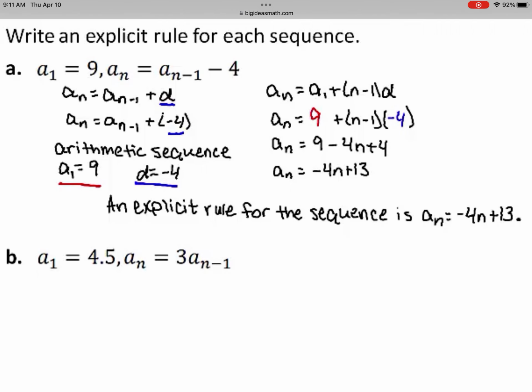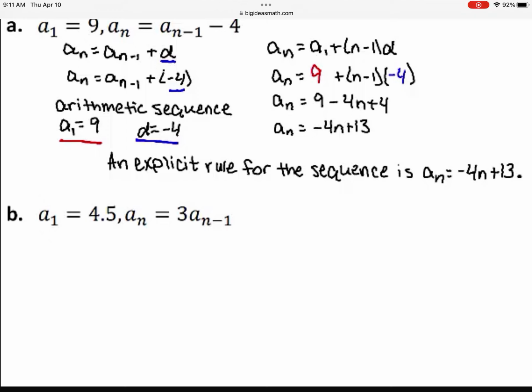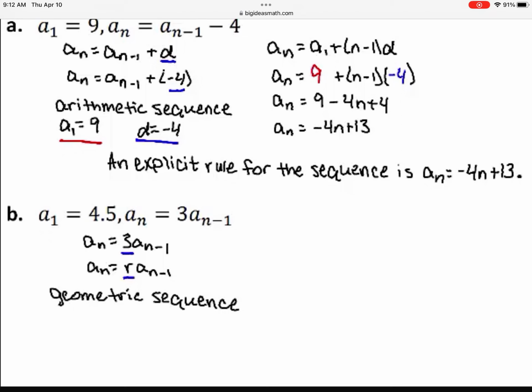Part B. A sub 1 equals 4 5/10, A sub n equals 3 A sub n minus 1. Notice that the recursive equation is of the form A sub n equals R times A sub n minus 1, where R is 3. So the recursive rule represents a geometric sequence with first term A sub 1 equals 4 5/10 and common ratio R equals 3.